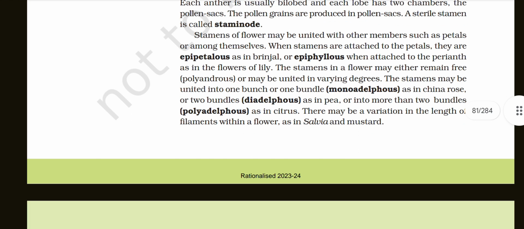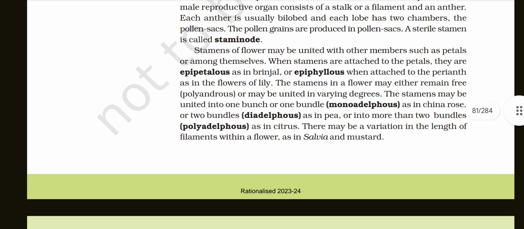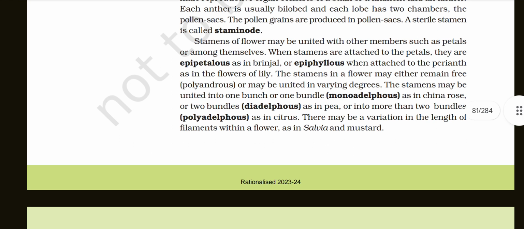Stamens of the flower may be united with other members, such as petals, or among themselves. When the stamens are attached to the petals, they are called epipetalous, as in brinjal, or epiphyllous when attached to the perianth, as in the flowers of lily.